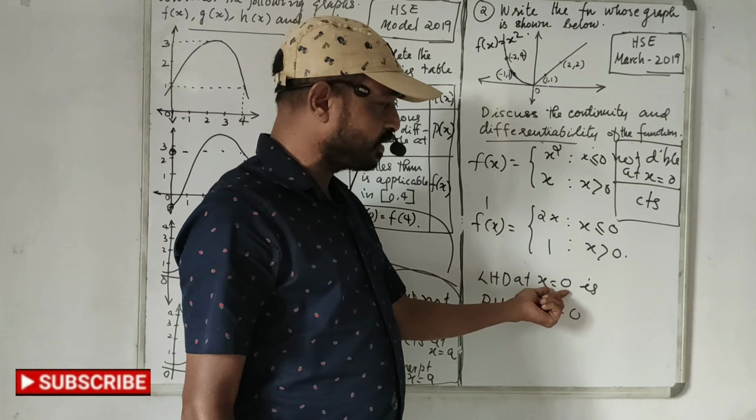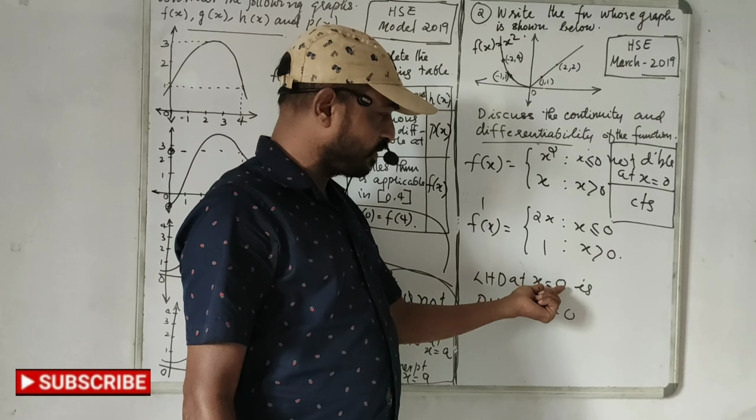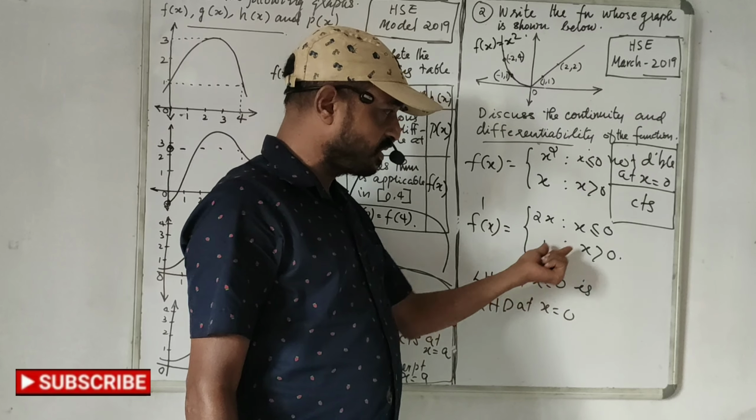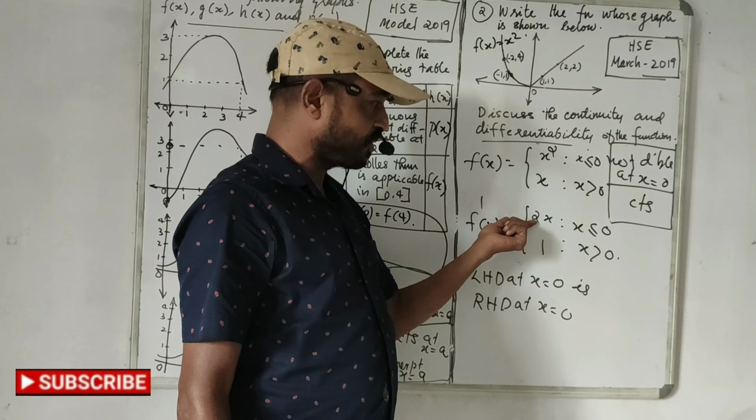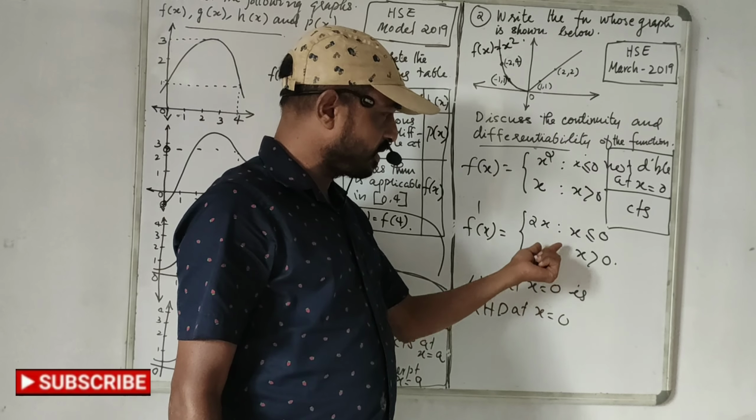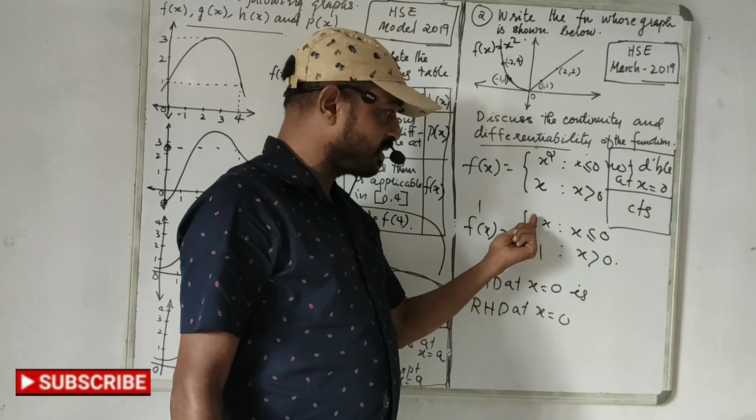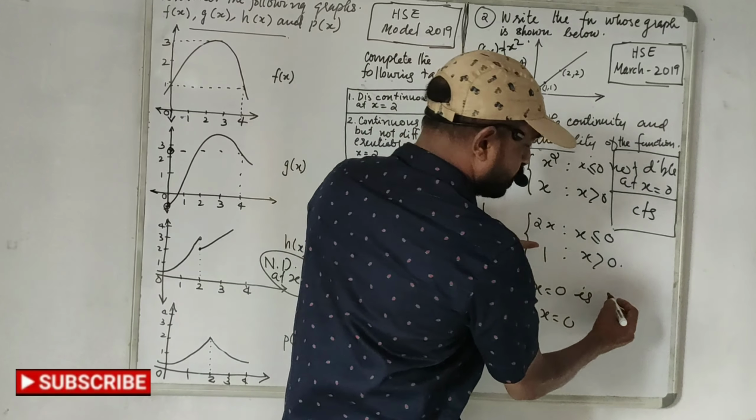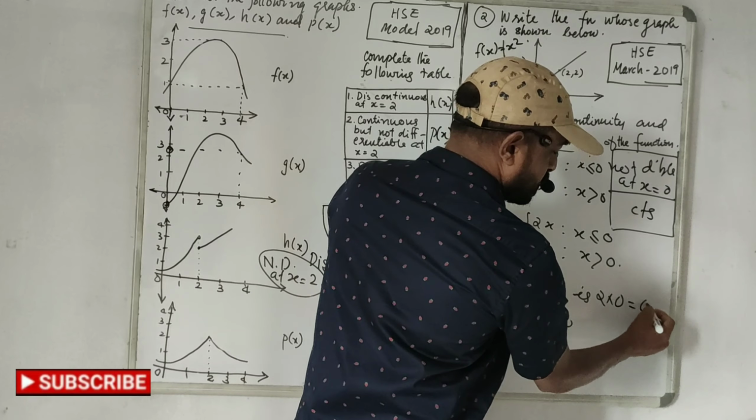Left hand derivative at x equals 0? At x equals 0, left hand derivative means x is less than 0. That is this point. Simply substitute x equals 0 here. So left hand derivative at x equals 0, that means x less than 0. That is 2x, 2 into 0. 2 into 0 is 0.